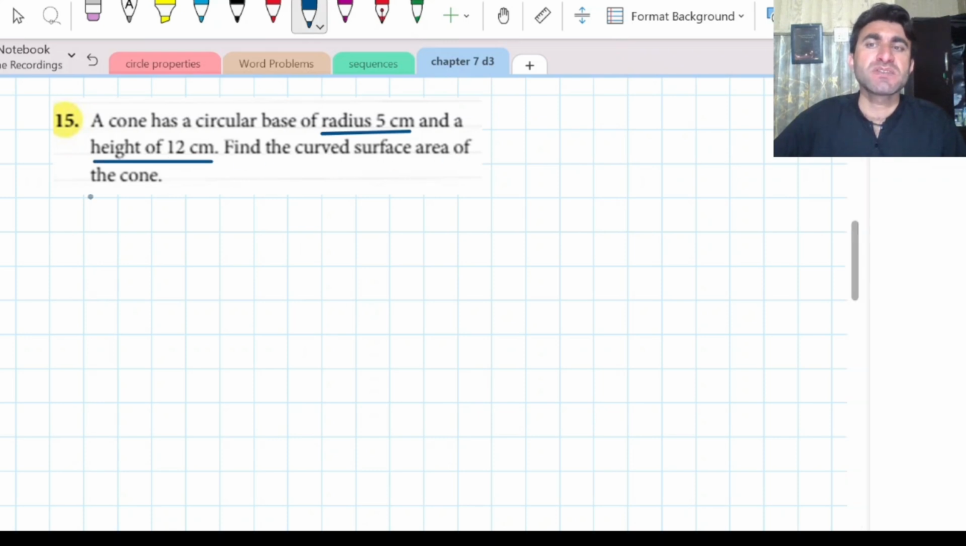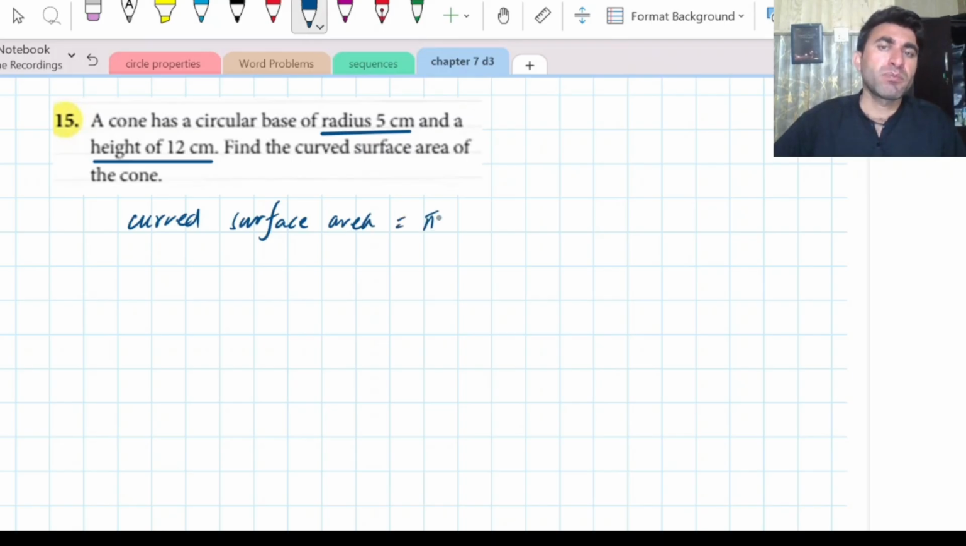Find the curved surface area of the cone. We know the curved surface area of a cone equals pi r l, which is pi times radius times slant height. But here we have the radius and the vertical height of the cone.